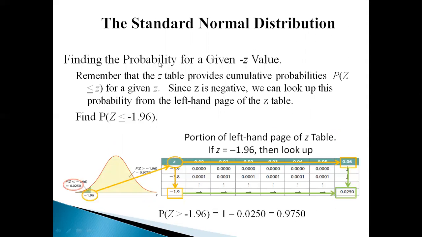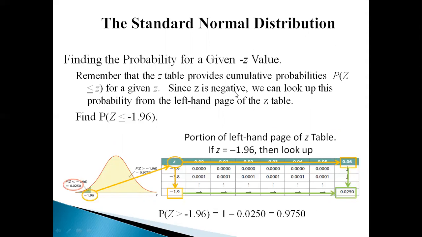Now let's say we want to find the probability for a given negative z value. Before, we did positive z, now let's do the negative. Remember that the z-table provides cumulative probabilities, in this case, the probability z less than or equal to z, and we're going to have a negative z since we're looking at negatives.